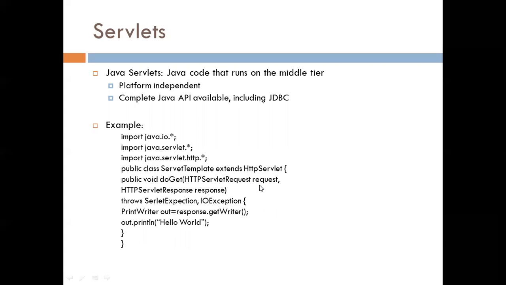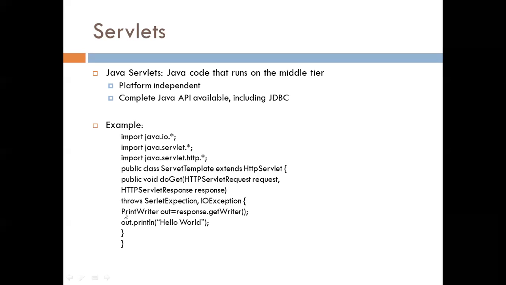The data type for the request is HttpServletRequest. Again, this is a class which is already defined in the servlet package. So HttpServletRequest, HttpServletResponse. The doGet method takes two parameters, request and response, and it is capable of throwing some exceptions. We must include them while defining the function: throws ServletException and IOException. These are the exceptions that are possible when we are invoking a servlet.